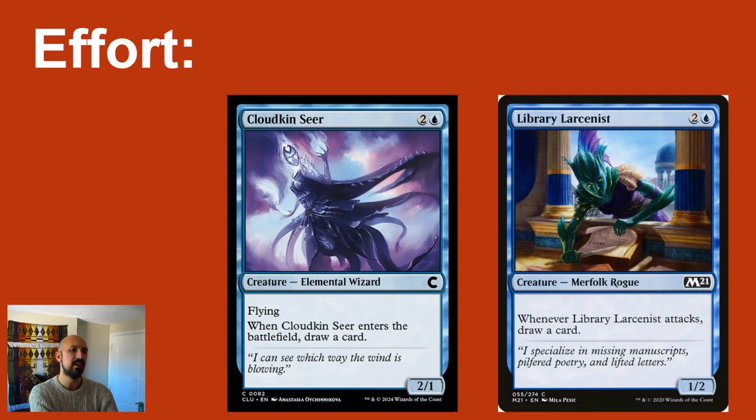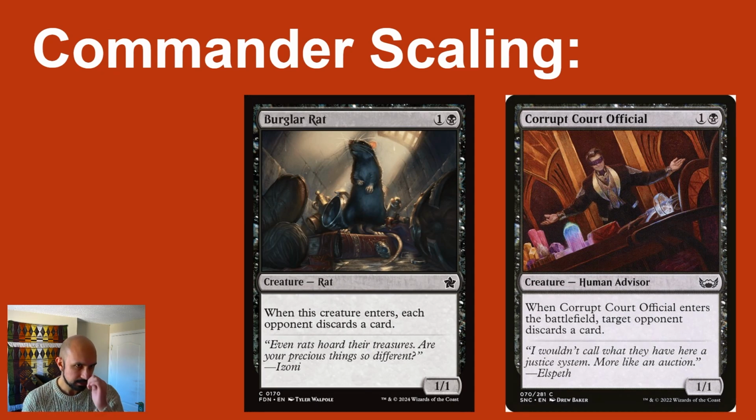Going back to the previous thing, looking at 2 cards such as Cloudkin Seer and Library Larcenist are very, very similar cards when one of them, when it enters the battlefield, draws a card, and the other one draws a card when it attacks. Which one's better? That's a hard thing to quantify because different decks will give you different answers. However, it is still bringing up the question of what is easier to trigger, an ETB or an attack. And through that question, you'll be able to figure out how much effort you need to put in to get the effect.